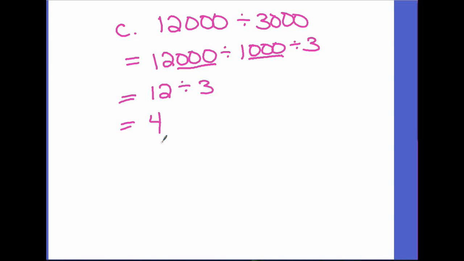Okay, how about do D, E, and F just like this with your neighbor? I'm going to give you about 5 minutes. Okay, look at your problem sets, guys. On C, you have 4. D, 8,000. E, 800. F, 80.